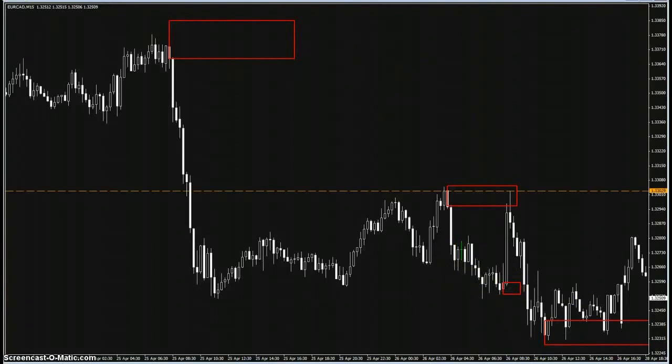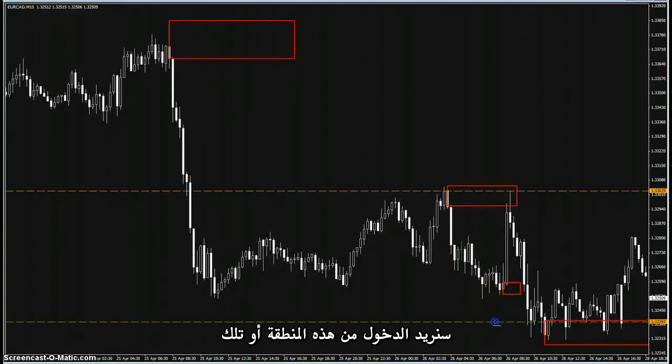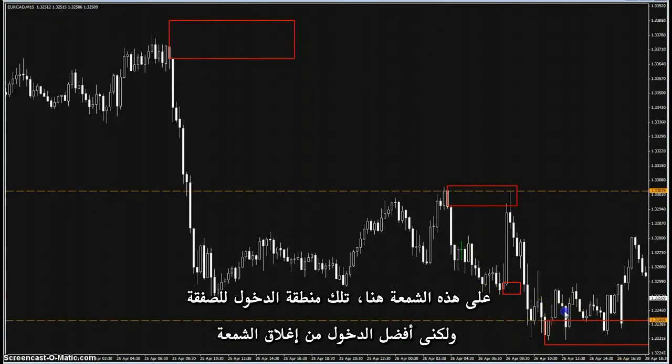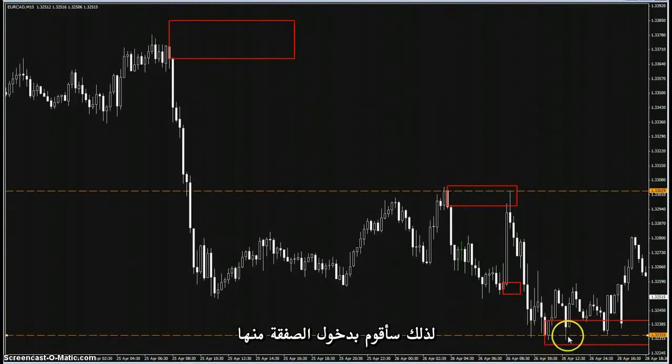Hang on one sec. You're going to want to get in somewhere between here and here, okay? On this candle right here, between about right there and right there. That's going to be your entry. It's kind of up to you when you want to take it. Again, typically, I like to do the close of the candle right there. So I would get in about right there.